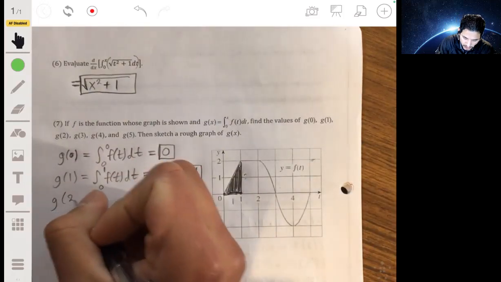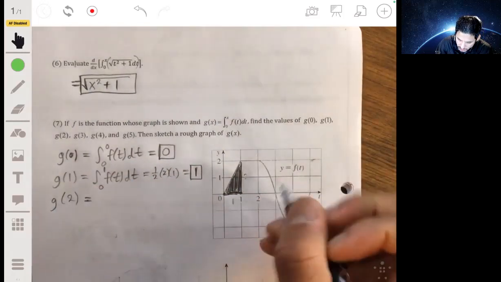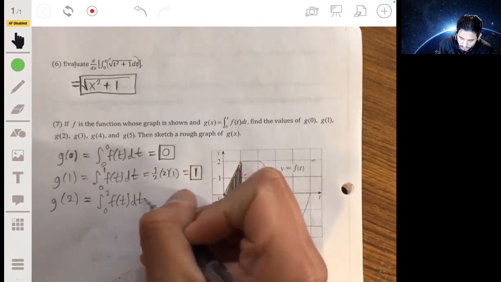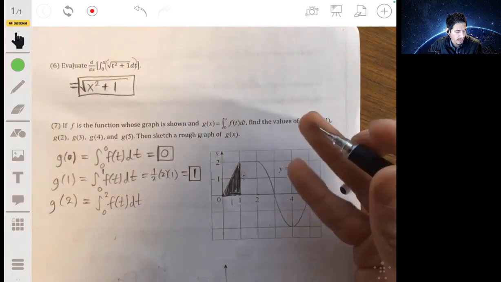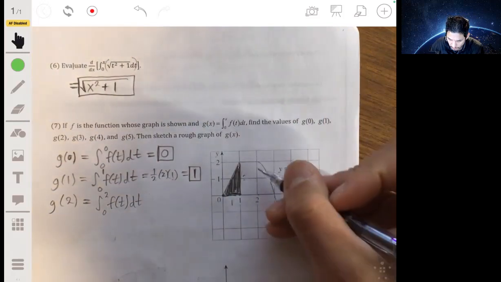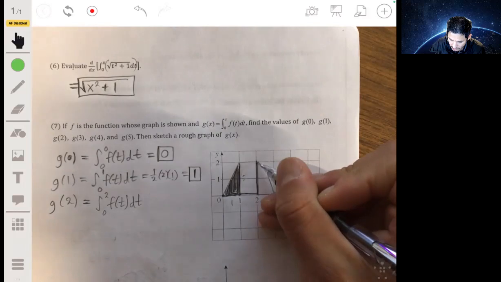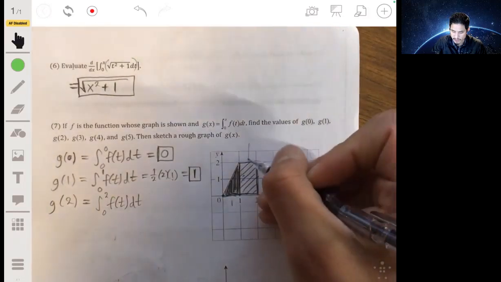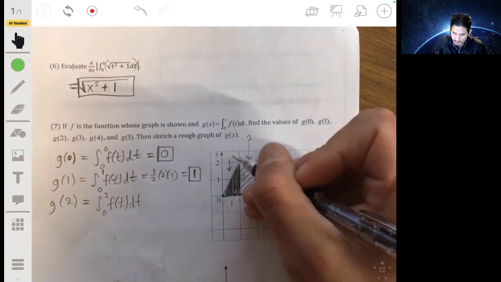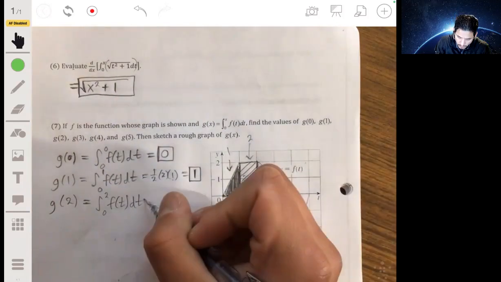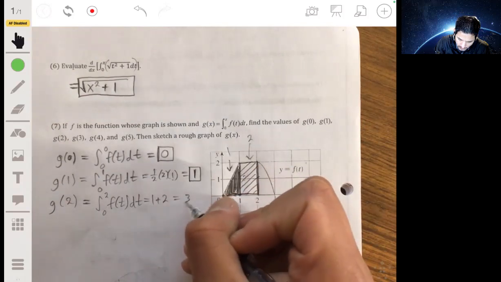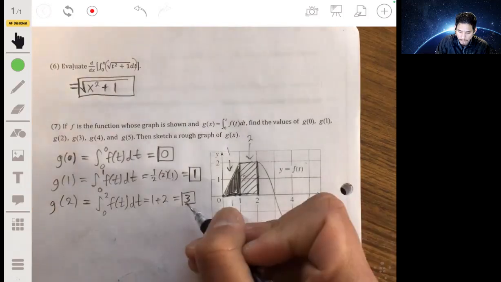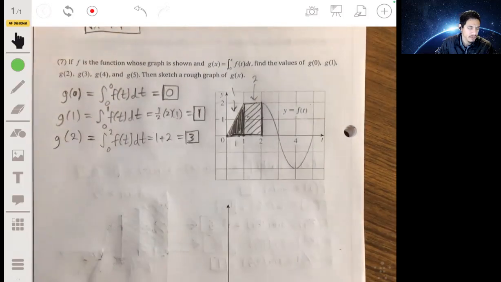Now g of 2 will be the area from 0 to 2. So we set up our integral like this. And we can calculate this by adding the area of this triangle to the area of this rectangle here. The area of this rectangle here is 2. So this will just be 1 plus 2, and then this will be equal to 3. And we just keep on going.